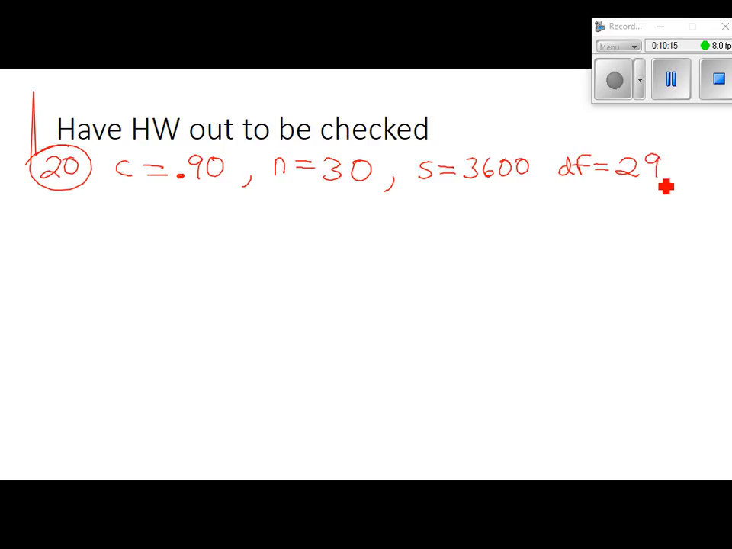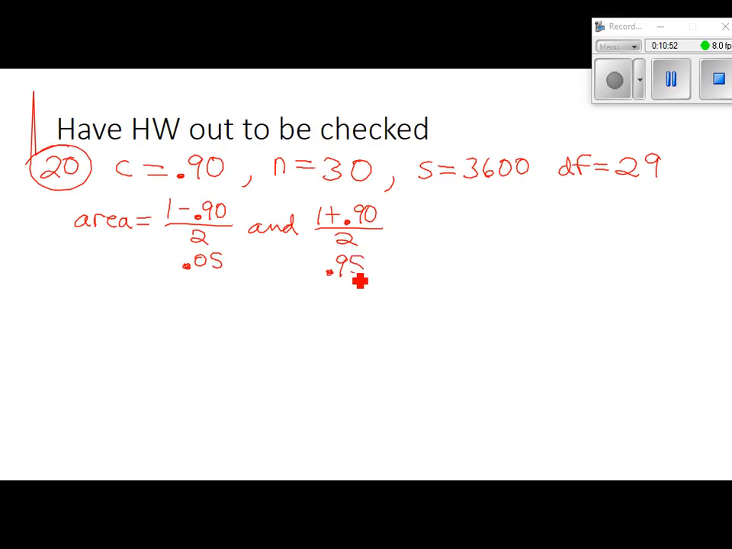And I just erased the formula. In the formula we needed n, we needed S, and we need our chi's. So the next thing we have to find is our chi's. So we're going to do our area: (1 minus 0.90) divided by 2, and (1 plus 0.90) divided by 2. What's this one give us? 0.05. That means this one gives us 0.95.